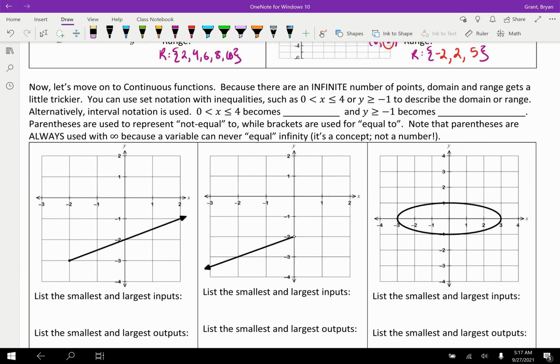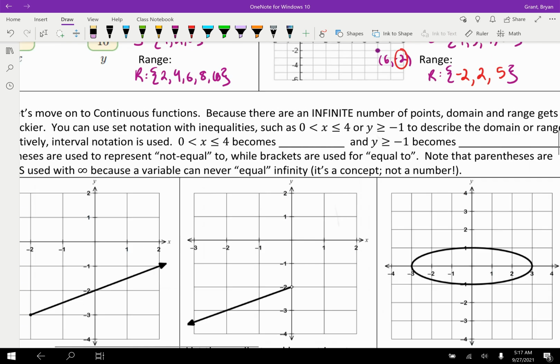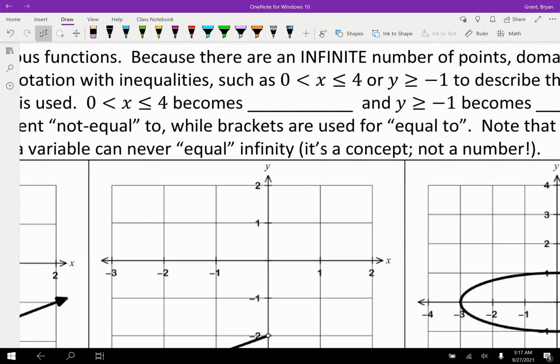The new notation for you right now, which will be more commonly used in the future, but you are expected to know, is called interval notation. Interval notation uses parentheses and brackets instead of these less than or equal to or greater than or equal to. So for example, if you had x which was greater than 0 but less than or equal to 4, it would look like this. We wouldn't even use an x anymore. We would just have a 0, 4.